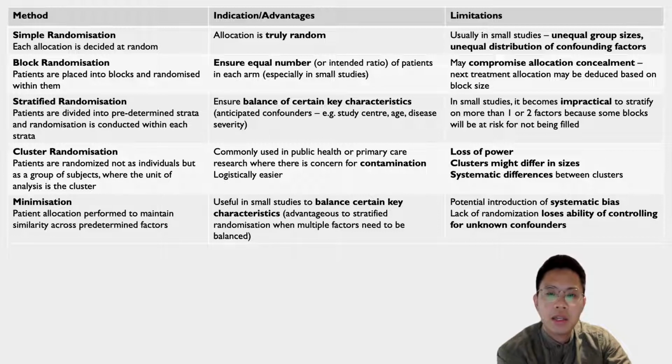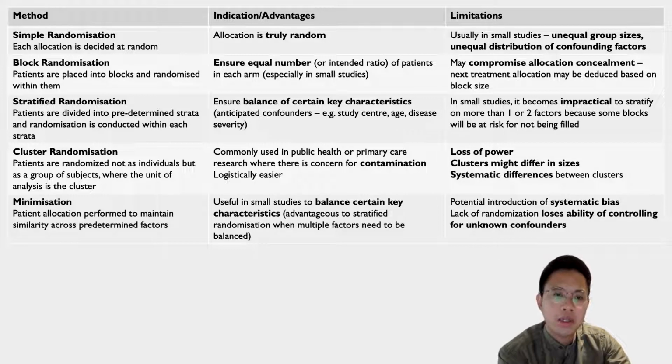Stratified randomization, on the other hand, involves dividing patients into predetermined strata, and these strata are oftentimes based on certain key characteristics that are anticipated confounders. For example, patients may be stratified by study center, age, or disease severity. The problem, however, is that if there are multiple important characteristics, especially in smaller studies, it becomes impractical to stratify patients multiple times, because when you have multiple substrata, the analysis becomes challenging as the overall power is then compromised.